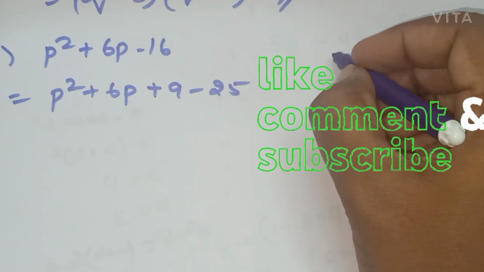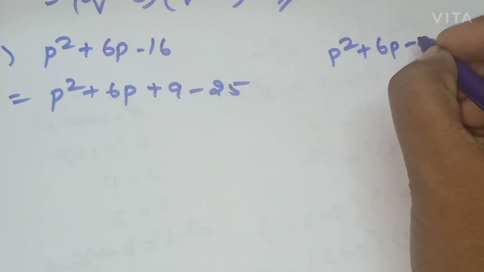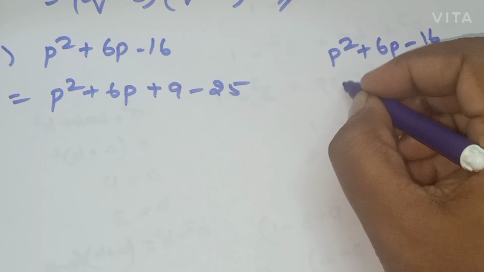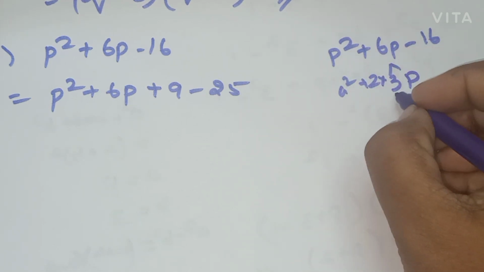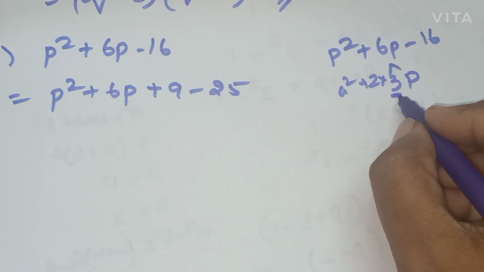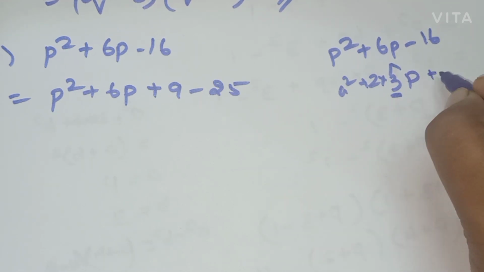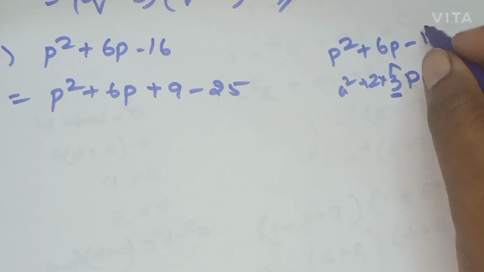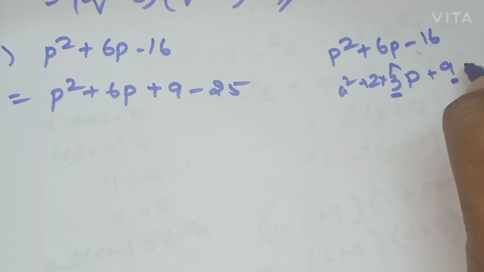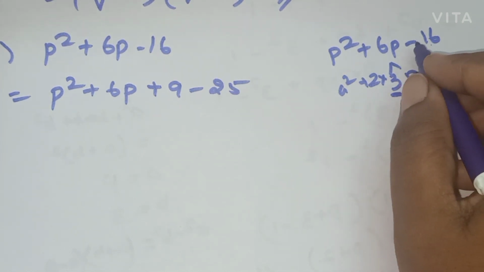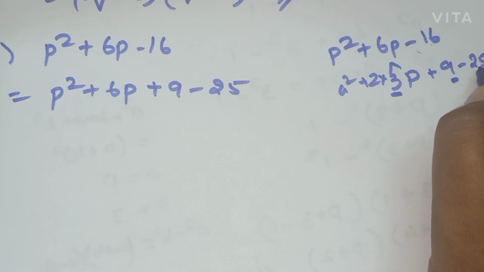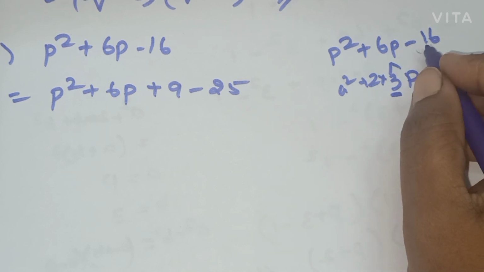Is it clear? P square plus 6p minus 16. This is anyway a square plus 2ab, so 2 into 3 into p. So definitely b value will be 3. That 3 I have to bring as b square, 3 square is 9. So minus 16 can be written as 9 minus 25. Since it is minus 16, I am giving the negative to 25. So minus 25 plus 9 gives us minus 16.